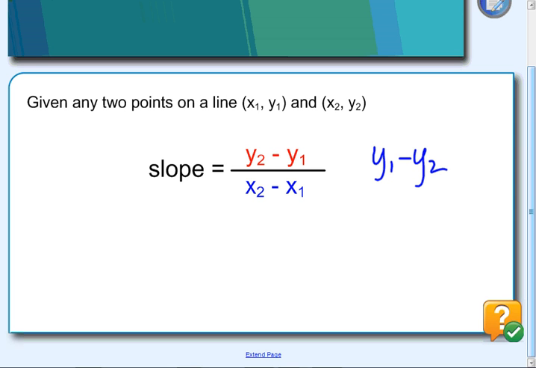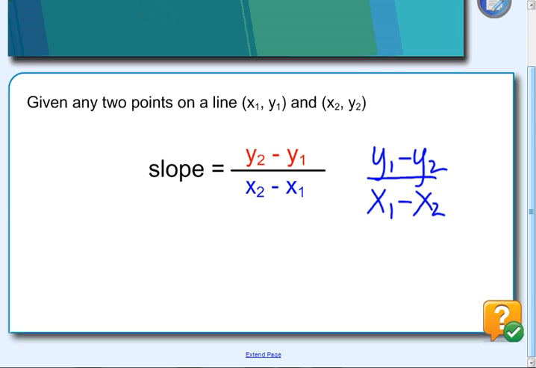I can do y1 minus y2. I usually write it that way. But once I choose to do that, if I reverse these, what do I have to do with these guys? Reverse them. x1 minus x2. Order doesn't matter. My preference is to keep the numerator positive. That's just my preference. You can do whatever you want with these.